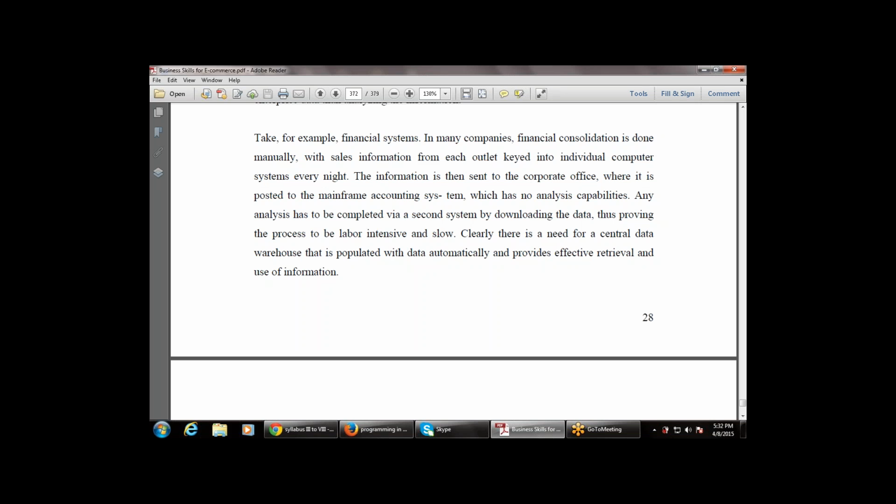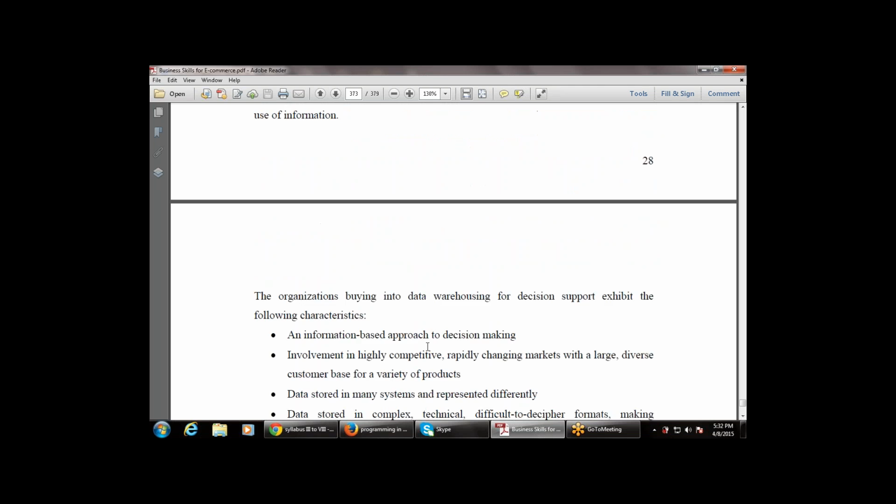So there is a need for the corporate data warehouse, or central data warehouse, that is populated with the data automatically. So there is a requirement for the data to be analyzed automatically, so that it provides effective retrieval and use of information. So this is the technique that comes in: the corporate data warehouse, storing the data into a warehouse at the corporate level.